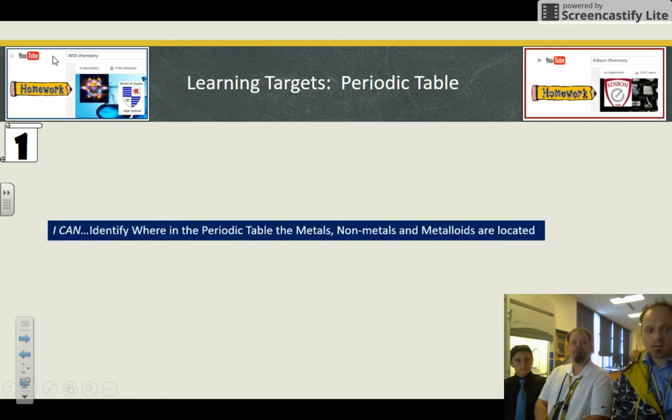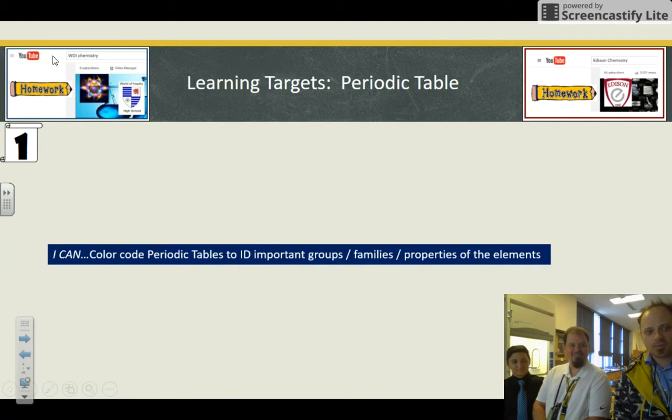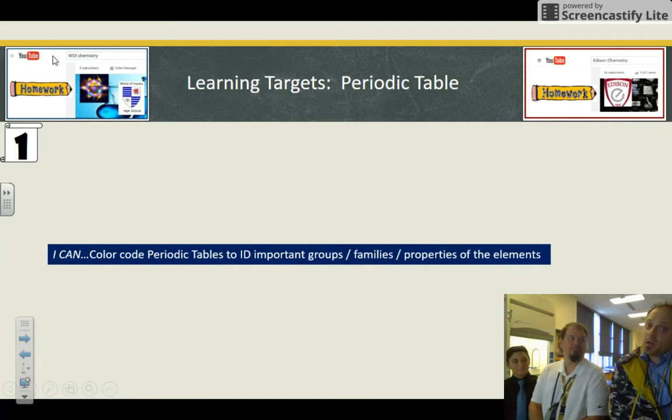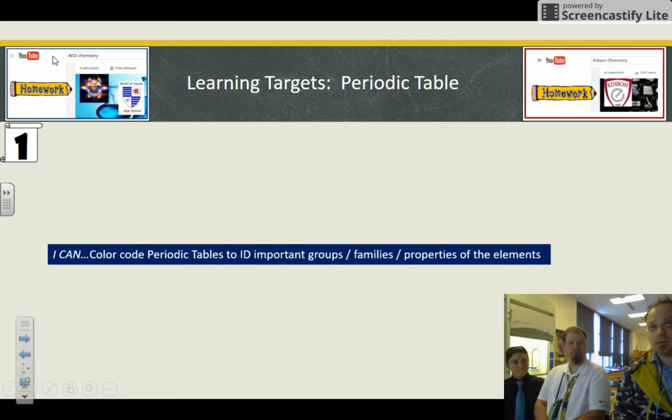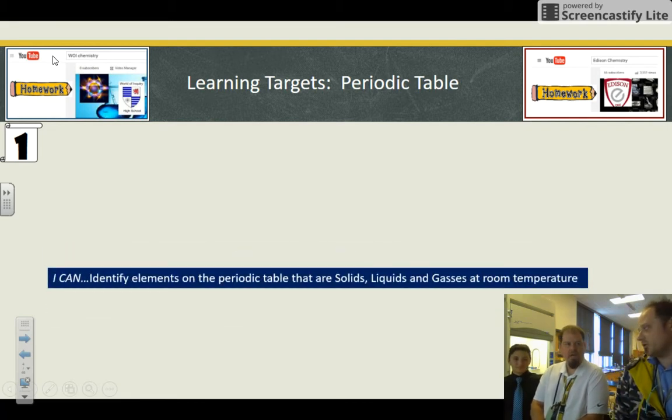You'll also be able to identify where in the periodic table the metals, non-metals, and metalloids are. Ooh, there's a new word. Metalloids. We didn't hear that on the last line. Semi-metals. You're going to do some basic color coding to get these things into your head and to identify the colors and families, groups, and properties of the elements. Sometimes you just got to pick up the colored pencil and do it a few times. There are some coloring activities, but they're useful.